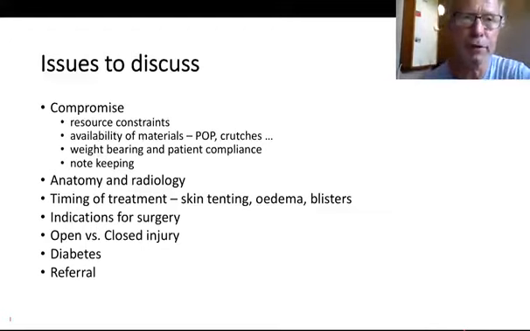Okay, we need to know a little bit about anatomy and radiology, and I've got a few slides about that. We need to talk a little bit about the timing of treatment, and skin tenting, edema, blisters, indications for surgery. You know, what do you do if the fracture is an open fracture versus a closed fracture? I need to say a few words about diabetes and ankle fractures, and then we'll talk about referral. Okay, so let's carry on. We might not finish, but we'll do what we can.